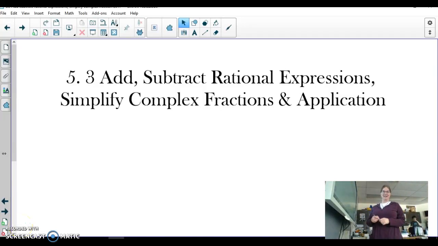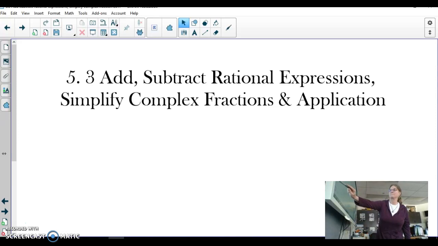Hey class, we're going to be looking at how to add and subtract rational expressions in this video. If we have time, I'm going to also go over simplifying complex fractions, and then the application will have to come in a later video. So let's go. Let's do this.